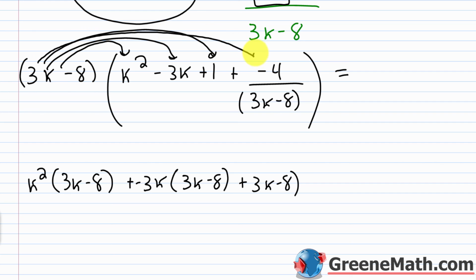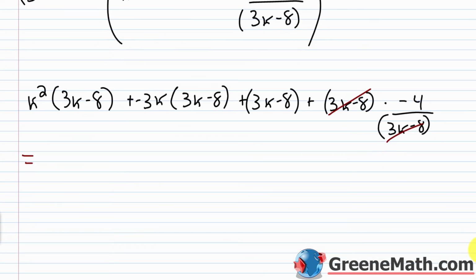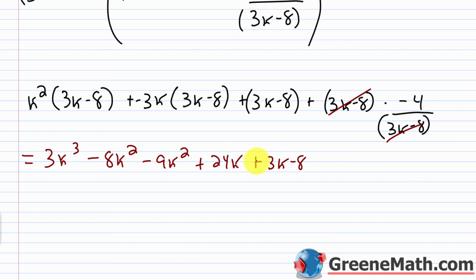And then let's distribute it one more time. What you'd have here is plus 3k minus 8 times negative 4 over 3k minus 8. So these two are going to cancel themselves out. It's the same thing over itself. And so I'm just left with a negative 4. So if I put equals here, let me kind of go through this. K squared times 3k is 3k cubed. K squared times negative 8 is minus 8k squared. Then negative 3k times 3k is minus 9k squared. Negative 3k times negative 8 is plus 24k. Then I have 3k minus 8, so plus 3k minus 8. And then after we canceled this, we ended up with just plus negative 4.